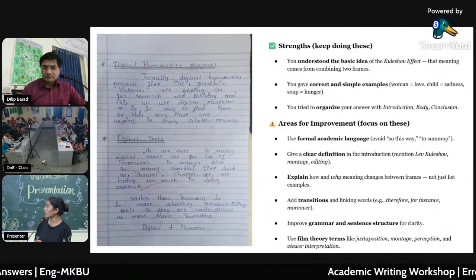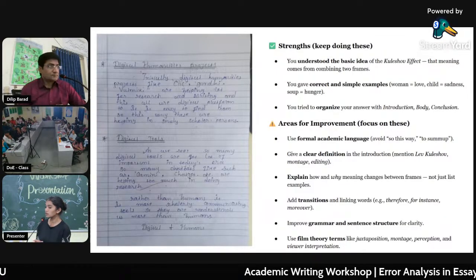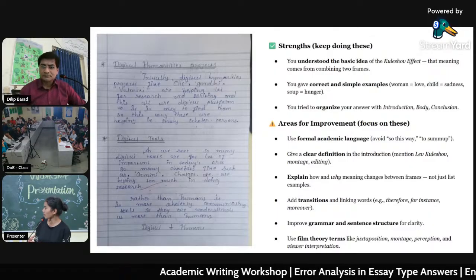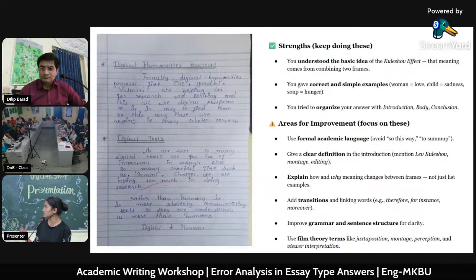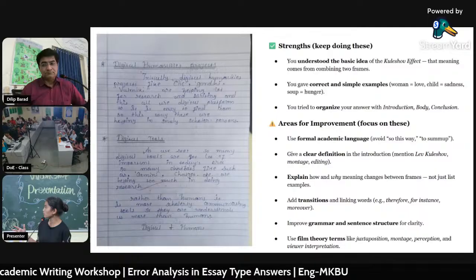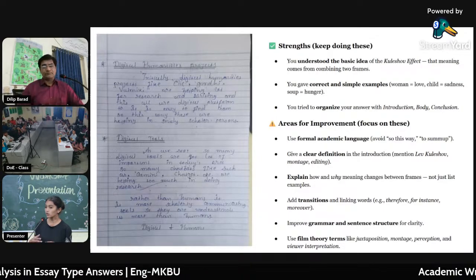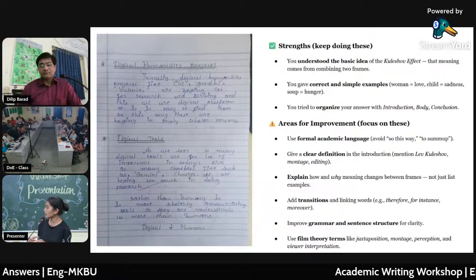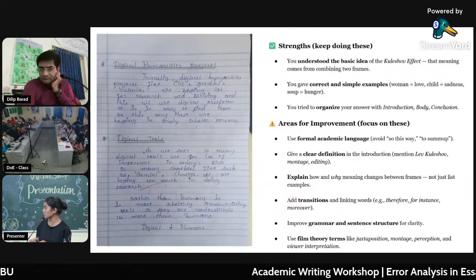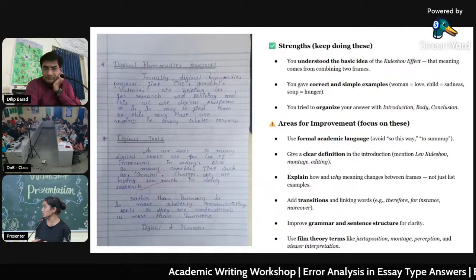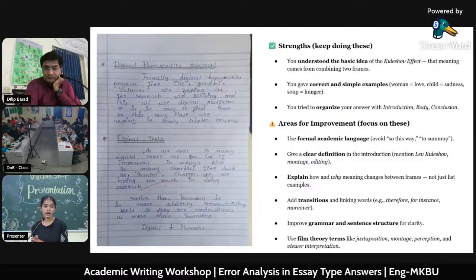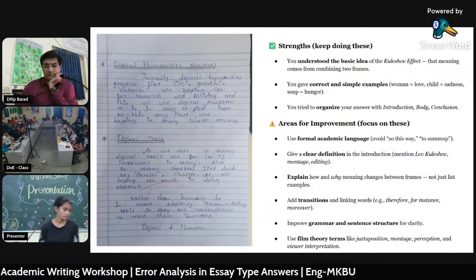Then explain how and why meaning changes between frames, and add transition and linking words like therefore, for instance, and moreover. And then it also suggests to improve grammar and sentence structure, and also use film theory terms like juxtaposition, montage, perception, and viewer interpretation. For the next part, I would like to invite Rosemin.